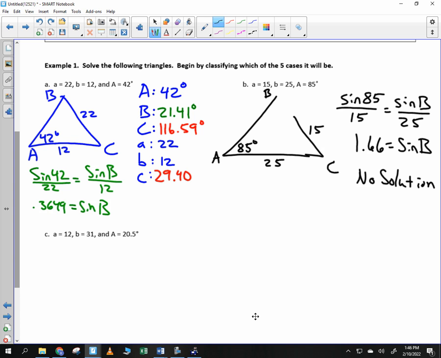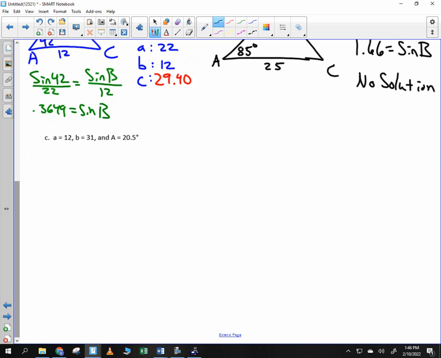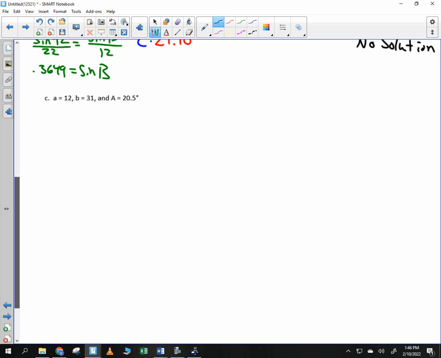Okay. So we do our last one. I have angle A, which is 20.5 degrees, angle B, and angle C. I have 31, and I have 12. Looks like another donkey situation, huh? Yeah, I've got this side-side angle triangle, and so I go straight back to my decision tree.